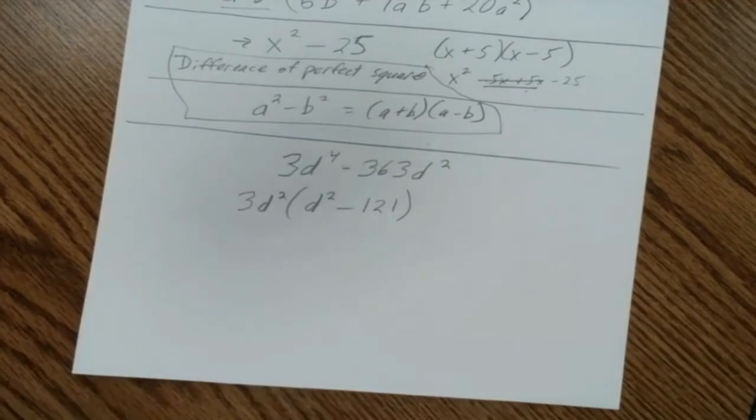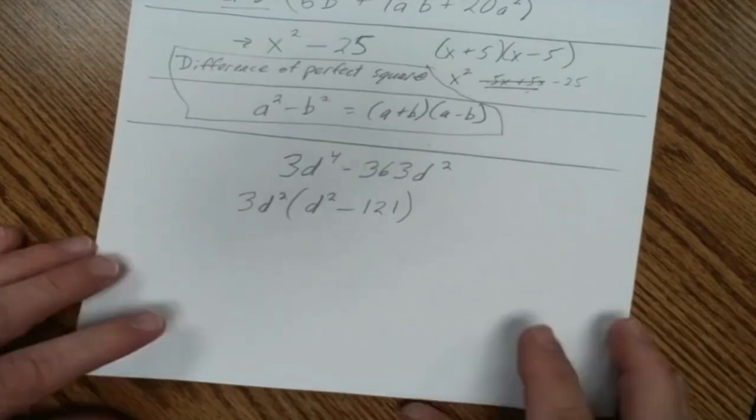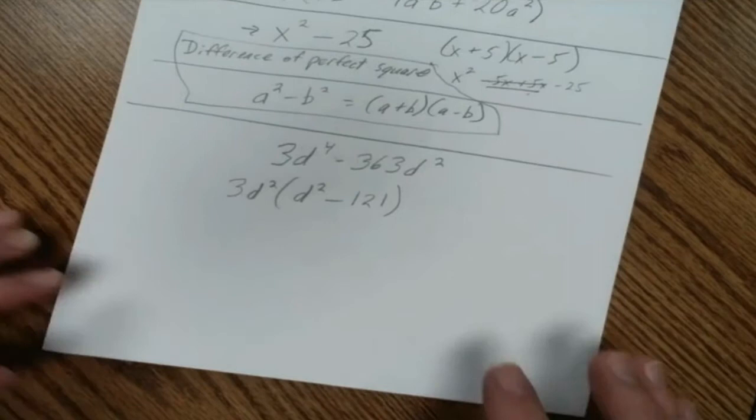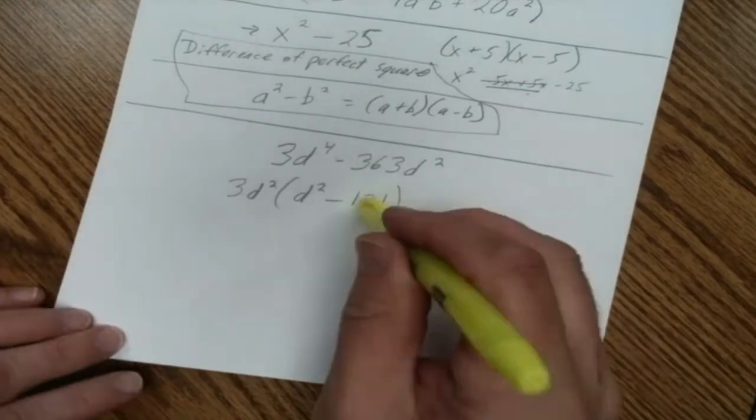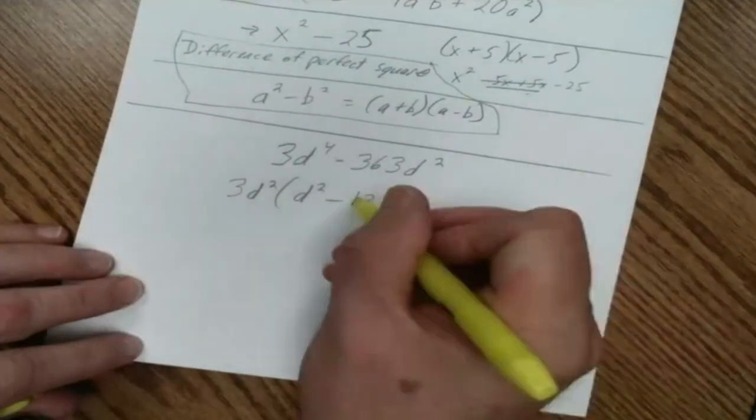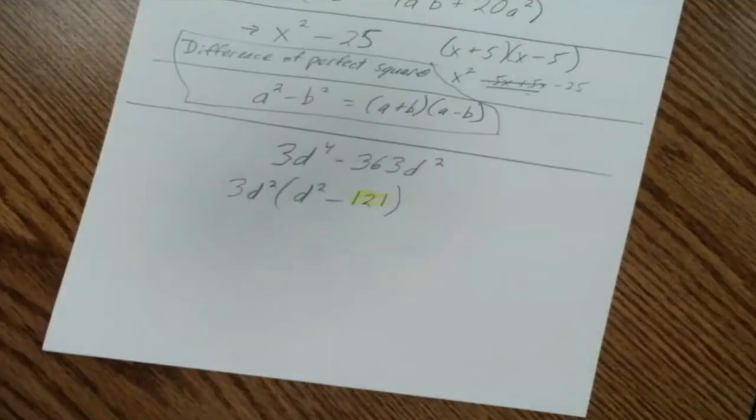But if you know your multiplication tables, and that sure makes math easier, 121 is a perfect square. What multiplies by itself to be 121? Anyone know? I'll give you a chance to throw that in the chat before I expose the answer. Anyone know?